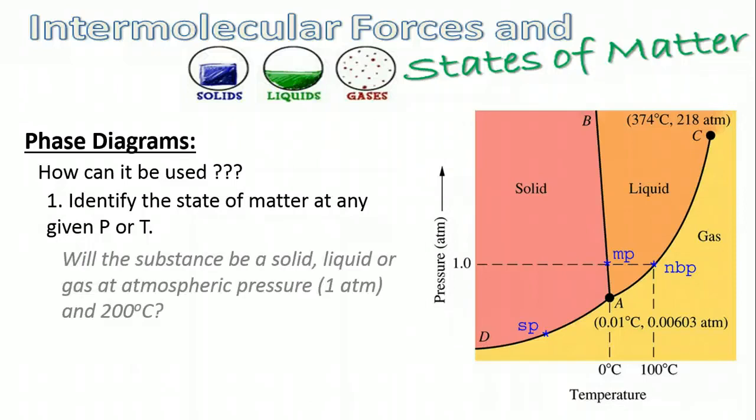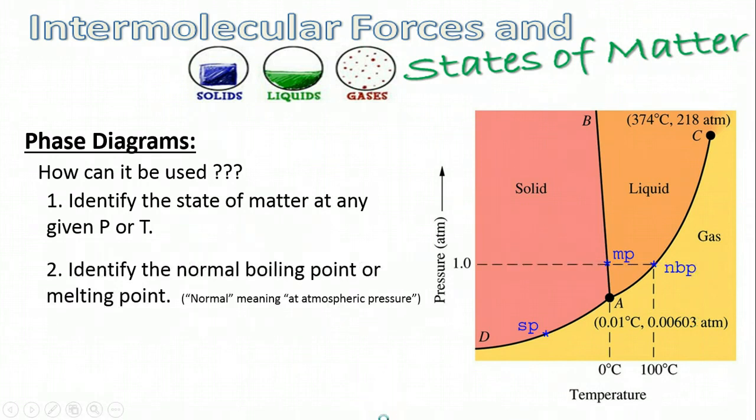I could ask you a question like this: will the substance be a solid, liquid, or gas at atmospheric pressure of 1 atm and 200 degrees Celsius? Simply find the pressure, 1 atm, follow the line over. Find the temperature being requested, 200 degrees Celsius, follow that line up. Where they meet indicates the state of matter. So this substance would be a gas at that temperature and pressure.